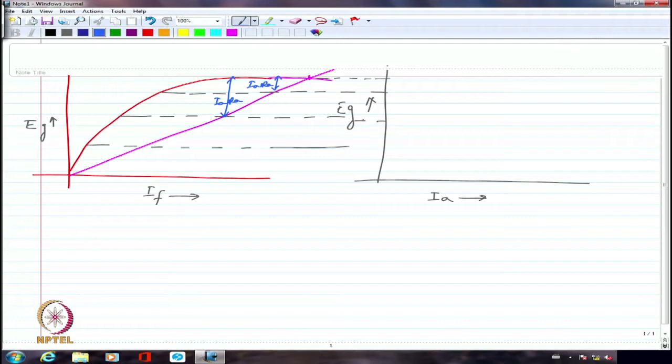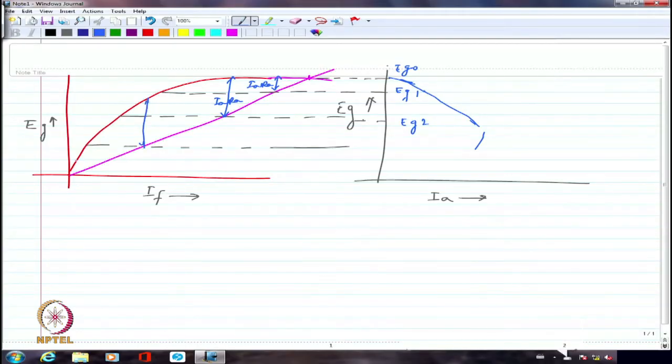If I look at these as EG0, EG1, EG2, and so on, correspondingly I would get IA as 0 here, and here IA will be a small value, so I should plot it somewhat like this. Then here IA is larger, so I have to take it like this, and so on. So I am going to have continuously increasing current, and after some time I am going to see that even in this case IA is pretty large.